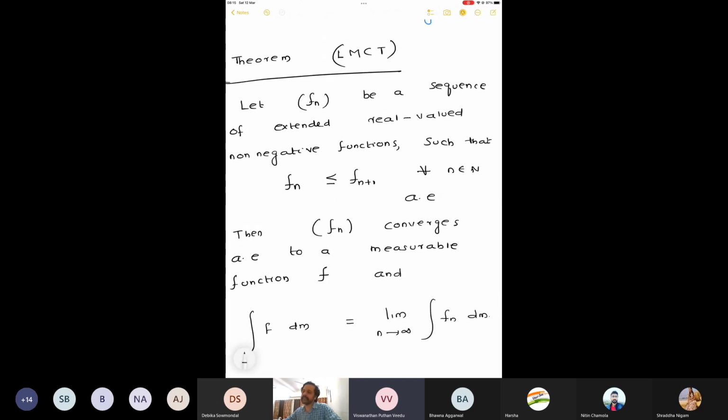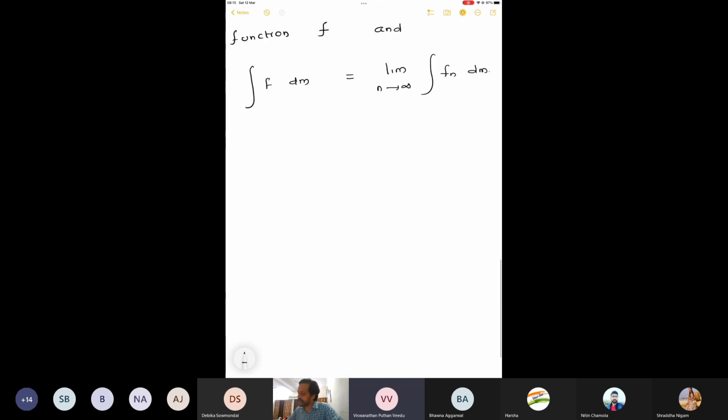Please understand the difference in the hypothesis. In the original theorem, we assumed that Fn of x is less than or equal to Fn plus 1 of x for all x. Here we are assuming that Fn of x is less than or equal to Fn plus 1 of x almost everywhere. Now keep the definition of almost everywhere in mind. Some property holds almost everywhere means the set on which that property does not hold is of measure 0. Okay. Now, without further delay, let us go for the proof.